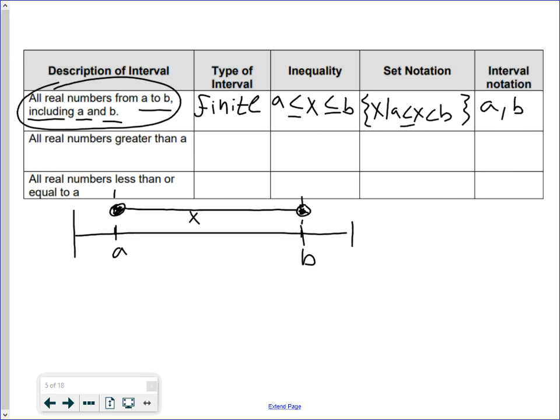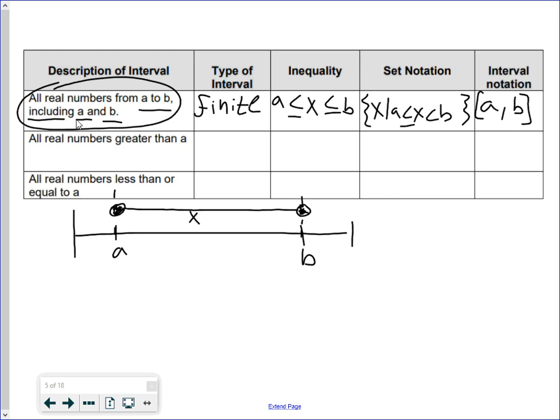For interval notation, what we do is we write the endpoints as an ordered pair. So we start at A and end at B. You write it from least to greatest, so from A to B. And now we need to decide, are they square brackets or parentheses? Remember, square brackets mean that it's included in the interval. Parentheses mean it's not. And since A and B are both part of the interval, they both get square brackets. A is part of the interval, it gets a square bracket. B is part of the interval, it gets a square bracket.